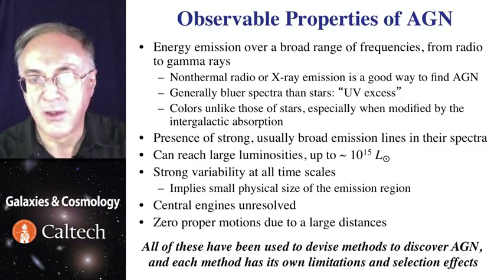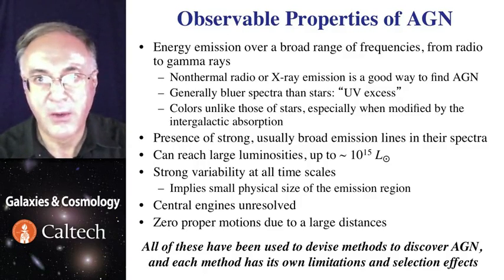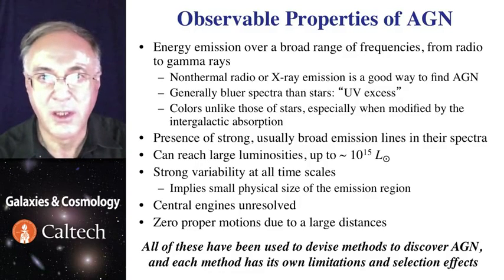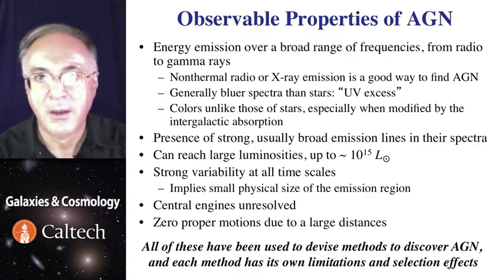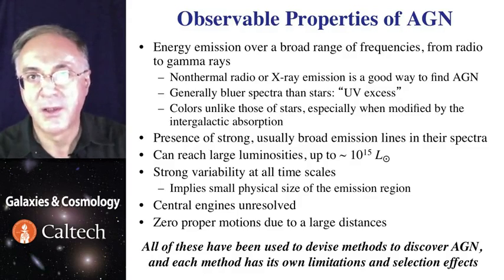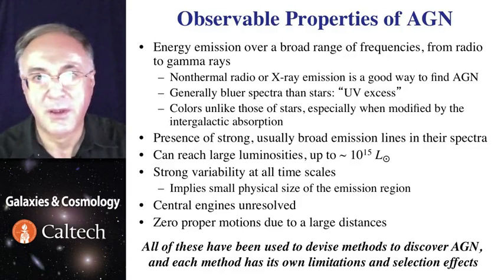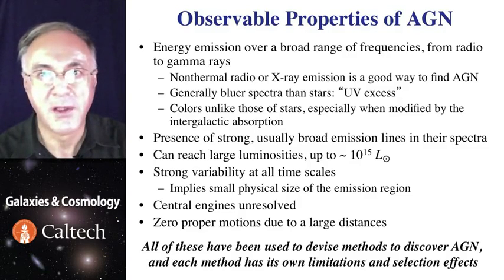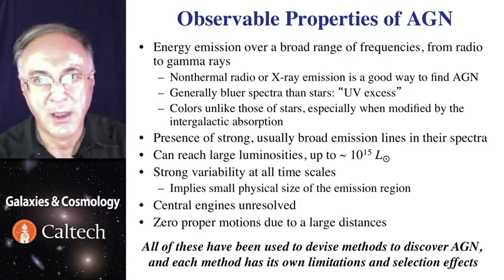And if a region is of the order of light hours across, then emission can vary on scales of hours. And even with the most modern state-of-the-art techniques, the central engines are still unresolved, even for the nearest active galaxies. So a lot of what we know about these objects is inferred from a variety of their physical properties that we observe that come from larger radii.